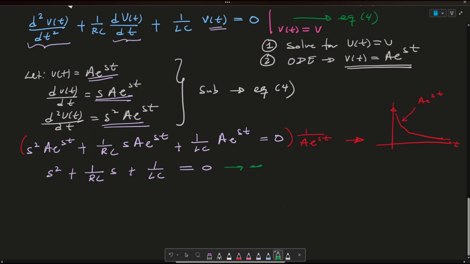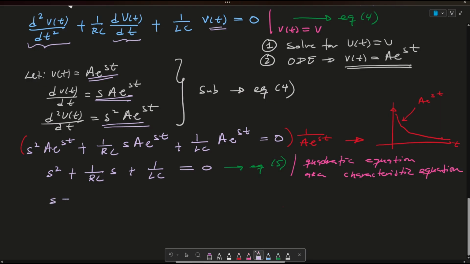Let me call this equation number 5. And what we want to note is that this is a quadratic equation, and it's also known as the characteristic equation. So let's go ahead and solve for s here.